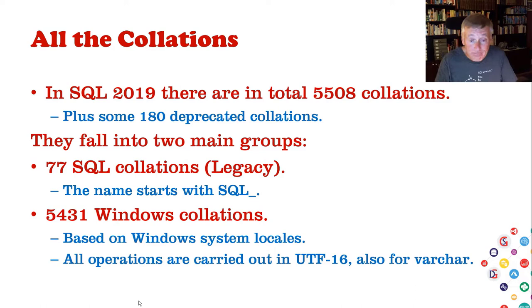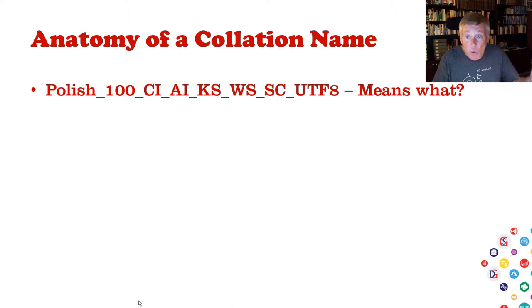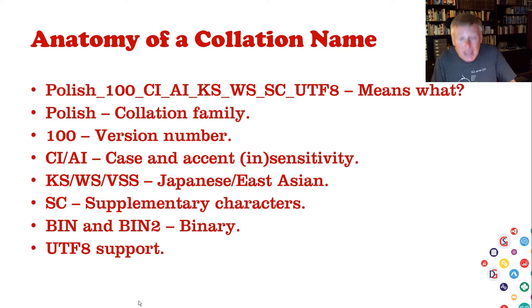Now, let's look at the collation names. Well, here's one example: Polish_100_CI_AI_KS_WS_SC_UTF8. So what is the anatomy of that? What does all this mean? Well, here is the quick summary. Polish, that is the collation family. 100, that is the version number. CI and AI, that is about case and accent sensitivity or insensitivity. KS, WS, all relate to Japanese or at least East Asian. SC stands for supplementary characters. And not seen here, but there's also BIN and BIN2 for binary collations. And finally, there is UTF8 for UTF-8 support.